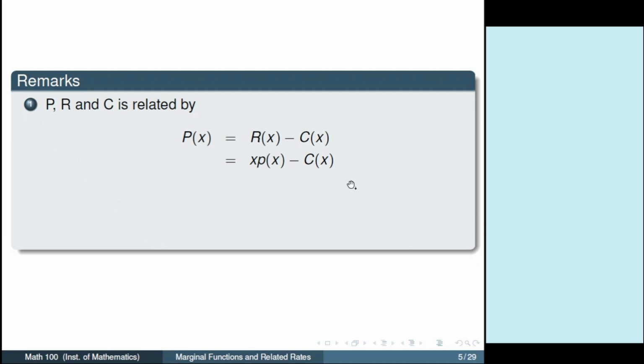Hence, again, our profit function is equal to the revenue function minus the cost function. Equivalently, that's also equal to x times the price demand function minus the cost function. Okay?